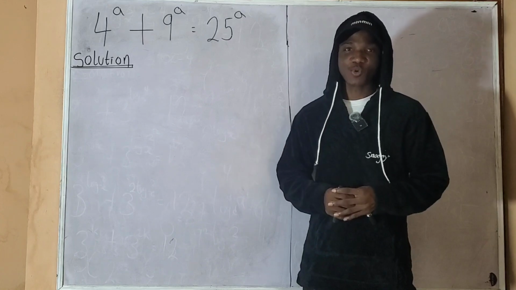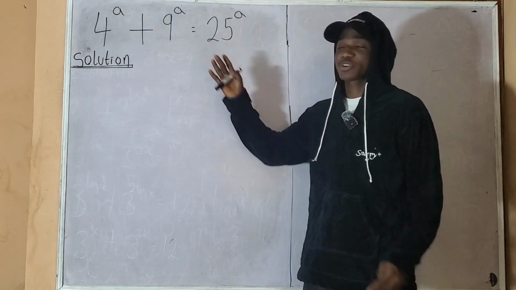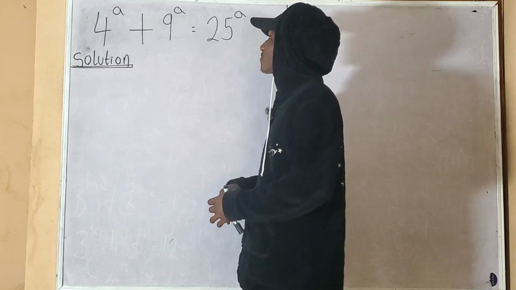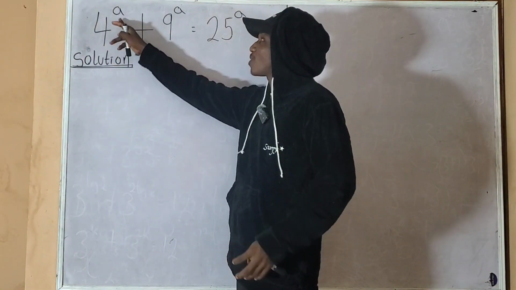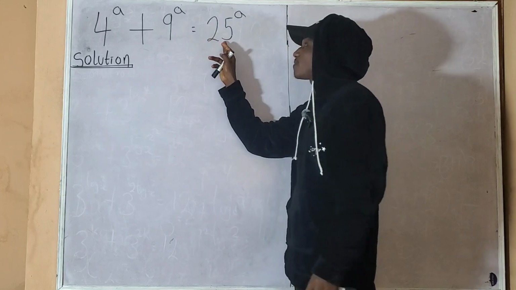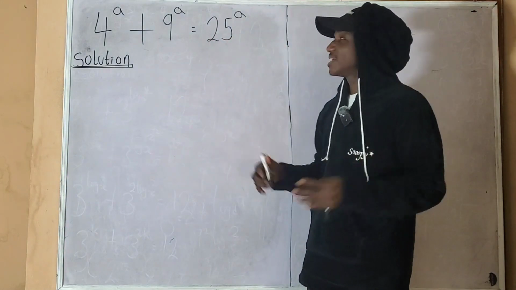What would be your best move if you encounter this question in exam? We are asked to find the value of a in 4 raised to the power of a plus 9 raised to the power of a equals 25 raised to the power of a.